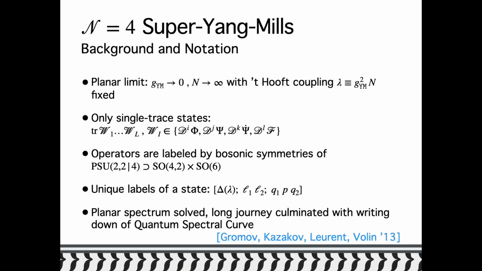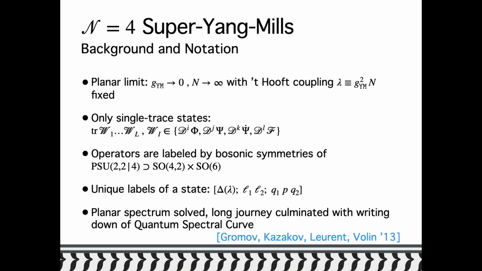So this you can think of as some flavor symmetry. So the global bosonic symmetries of this theory are SO(4,2) times SO(6). And as a result of this, there are 6 unique labels that can be used to label a state, and they are given here.